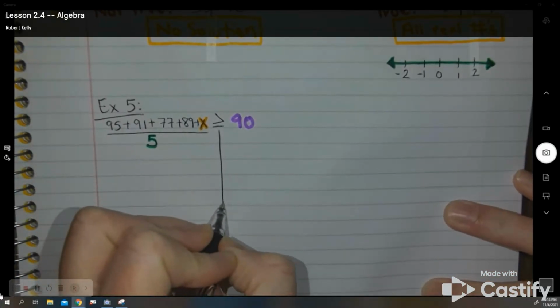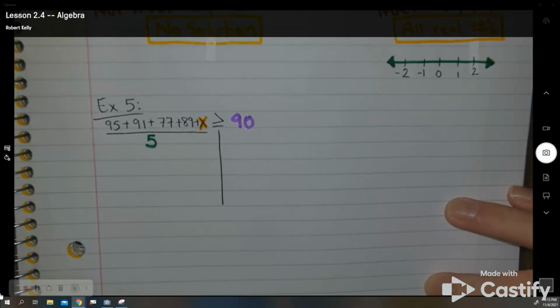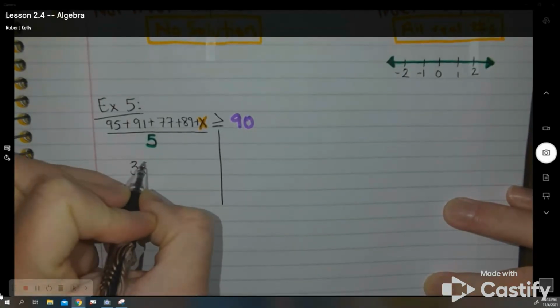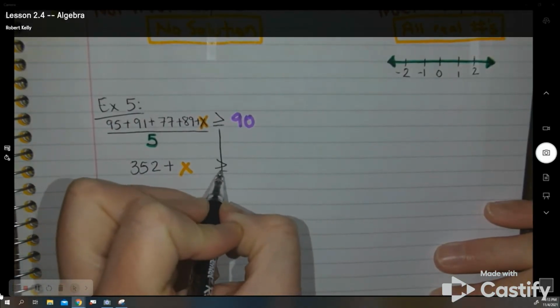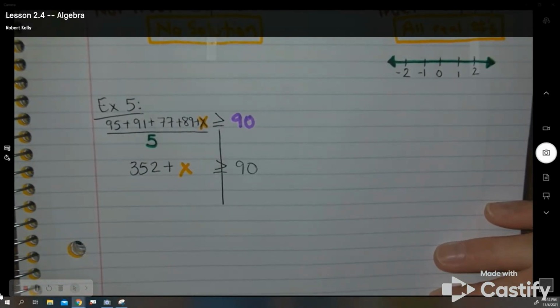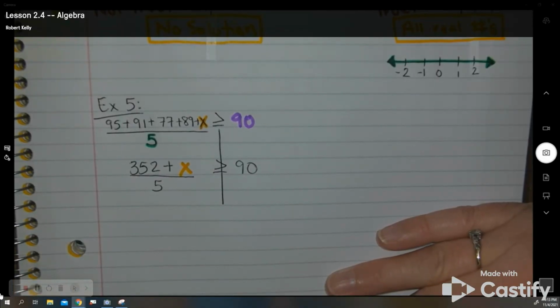All right, so before we start doing all of our solving, let's simplify a little bit. 95 plus 91 plus 77 plus 89 is going to give us 352 plus our X. Don't forget about that X, because a lot of people forget to bring it down when we're doing stuff like this. Nothing changed about our inequality symbol. Nothing changed about the points. Still an average, so it's still over 5.